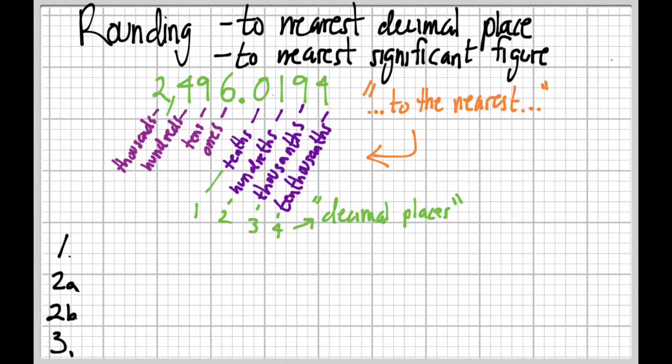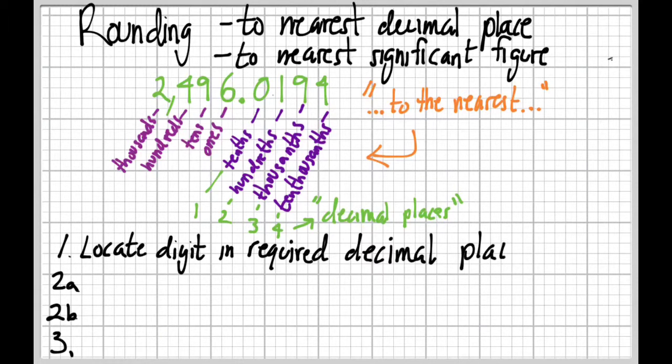So, here are some steps to follow for rounding. Alright? The first step is to locate the digit in the required decimal place. So if you need to round to the third decimal place, then in this case it would be the 9, right? It's in that third decimal place after the decimal point. If it's to the nearest 10, then it's this 9, different 9. If it's to the nearest whole number, then that's the 6. It's in the ones place.